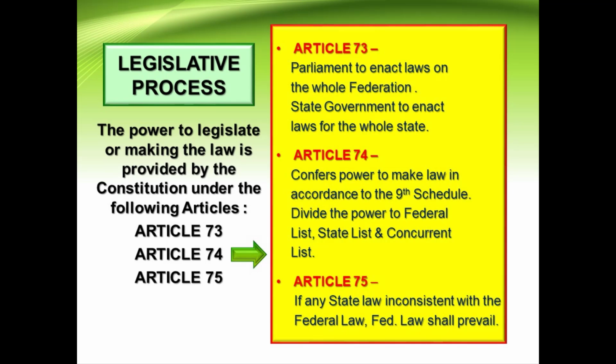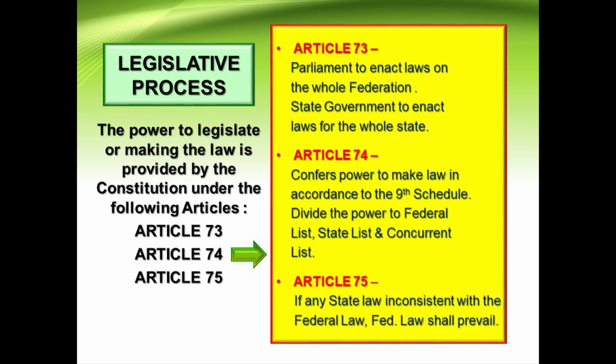The power to legislate or to make law is provided by the Constitution under Articles 73 and 74. These two articles divide or separate the power of the Parliament and the state legislative assemblies in making laws for Malaysia. Under Article 73, Parliament has the power to make laws for the Federation, while the state government has power to make laws for the whole state.